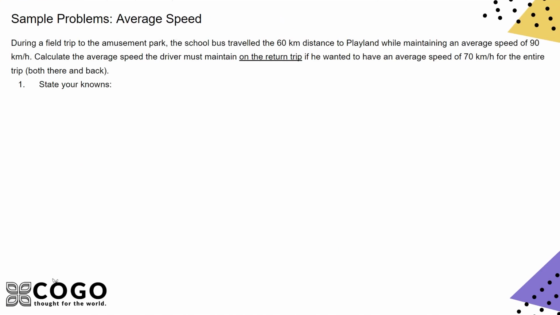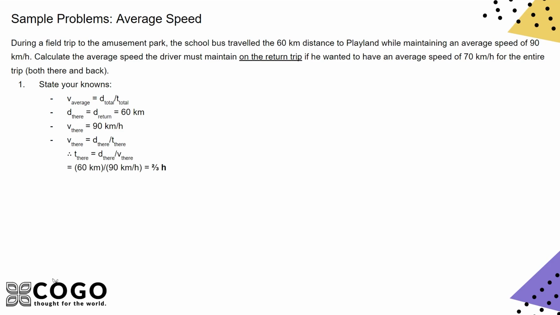Firstly, state what you know. We know that the distance there equals the distance it takes to come back, which all equals 60 kilometers. And the velocity there is 90 kilometers per hour. From this information, we can derive the equation 60 kilometers divided by 90 kilometers per hour equals 2/3 hours. Secondly, we use the fact that the average velocity equals the distance there plus the return distance divided by the time it takes to get there plus the return time. From this, we can derive the equation 70 kilometers per hour equals (60 kilometers + 60 kilometers) all divided by 2/3 hours plus the return time.